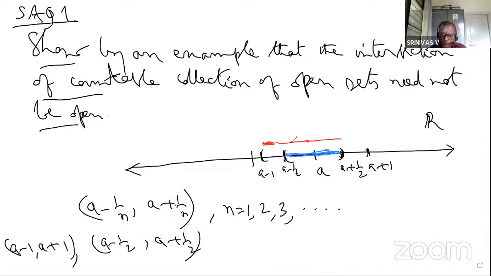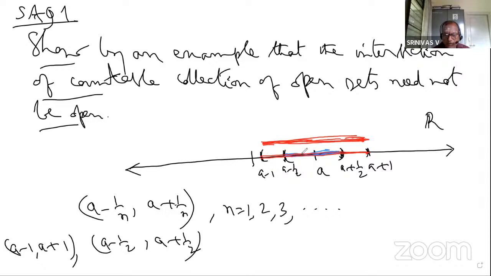What is the intersection of these two? The red one comes up to a plus 1. I'm sorry, this is a minus 1 to a plus 1. Just to make you understand, I'm drawing it above the line, but it is on the number line.